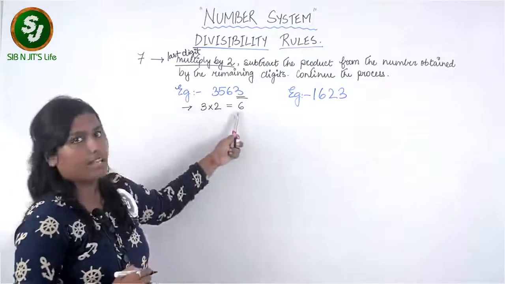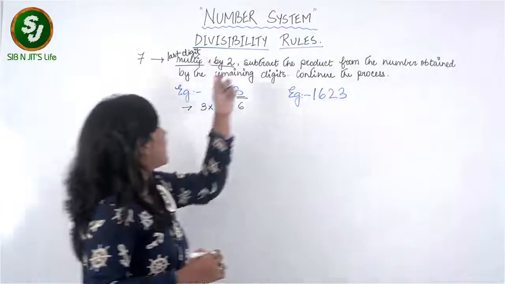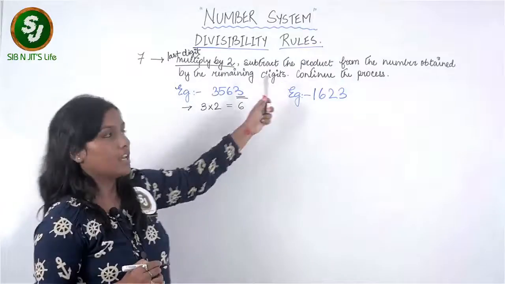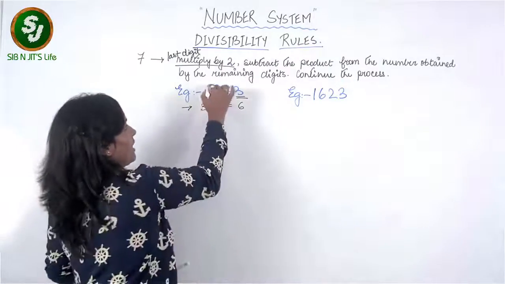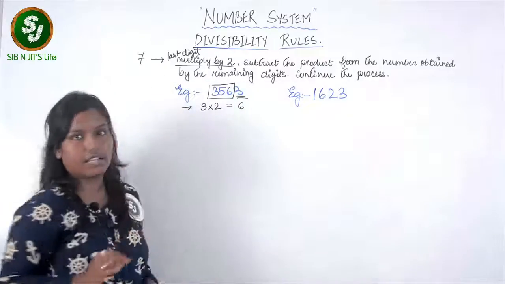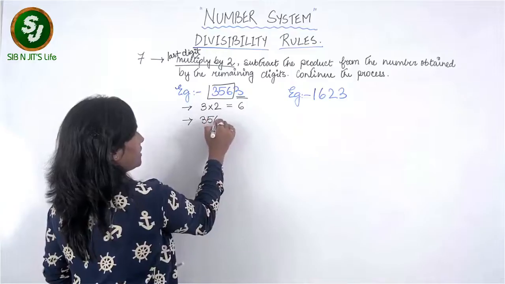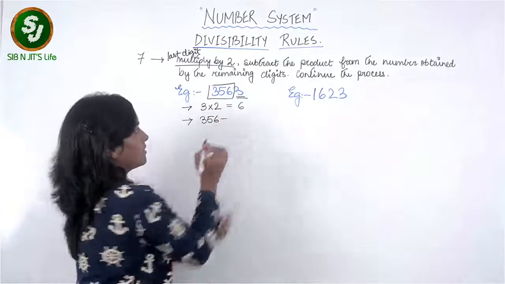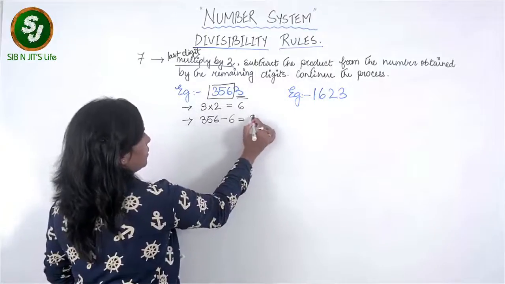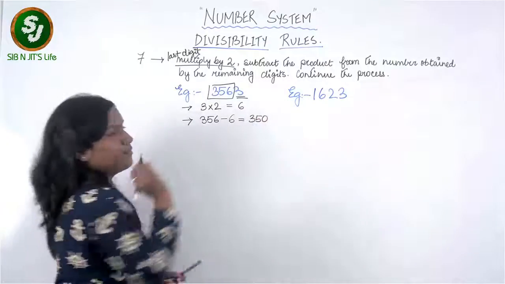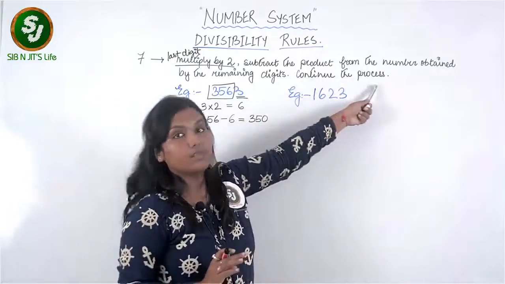So when you find the result, just go to the next step: subtract the product from the number obtained by the remaining digits. Now 6 is the product obtained, and in this number, what are the remaining digits left? 3, 5, 6. So our next step will be 3, 5, 6 minus, subtract the product. Product is 6. So the answer is 350. Clear? This is the first step. Now continue this process.